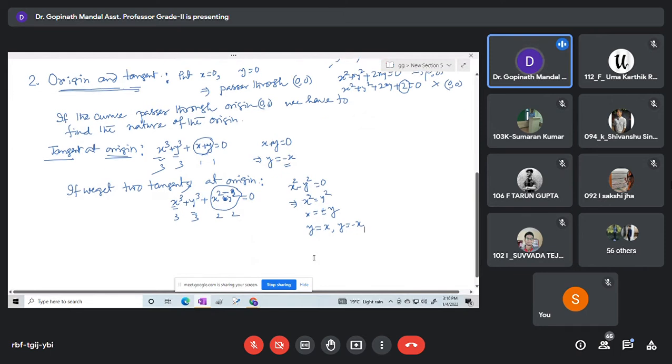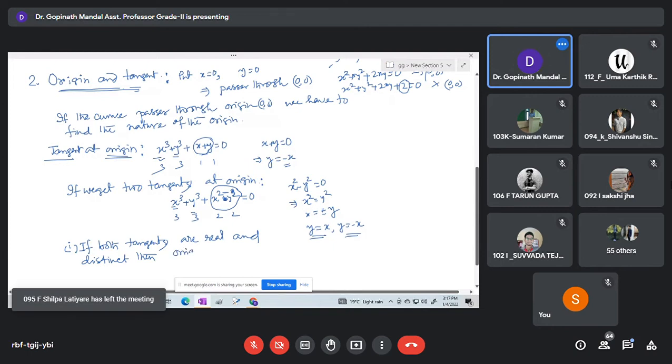So if two tangents are present, then we can say that if both the tangents are real and distinct, the first one is y equal to x and the second one is y equal to minus x. So if both tangents are real and distinct, then the origin is called a node.